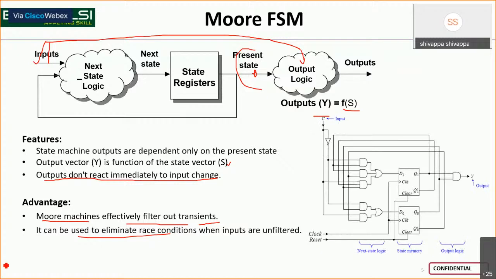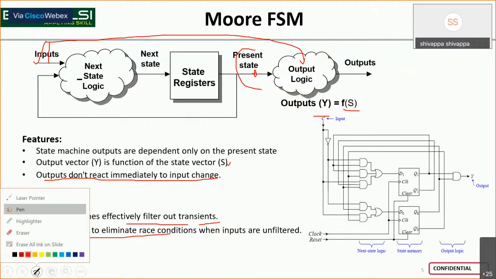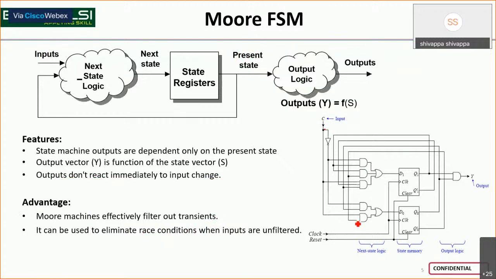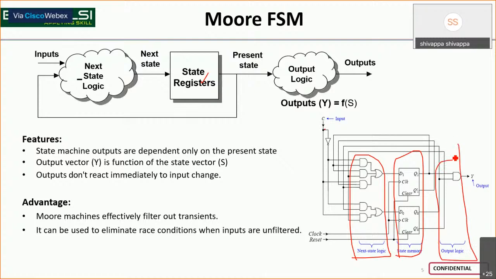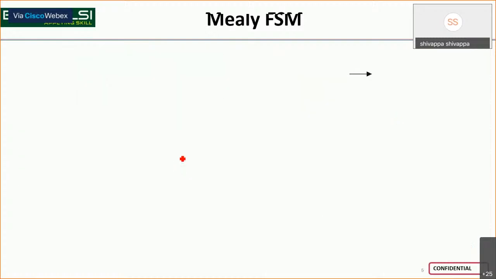Diagrammatically, if you want to see this, this is next state logic, and the state memory. This state memory is the state register, and this is output logic, depending only on the state. So this output stage is not connected to the input. So that's about the Moore state machine.